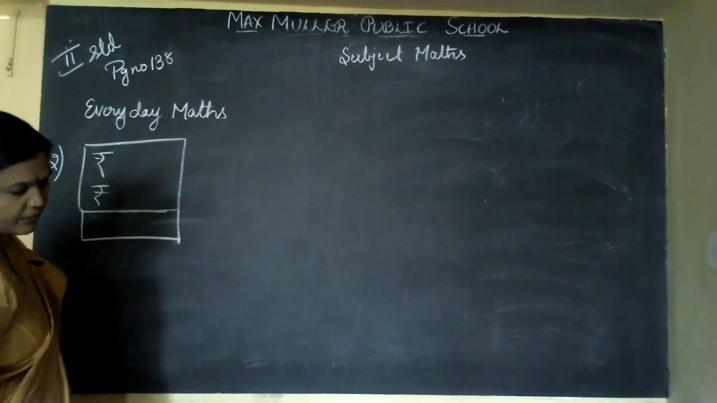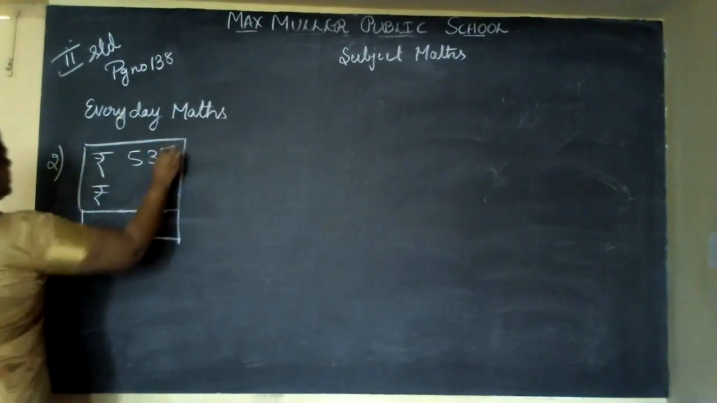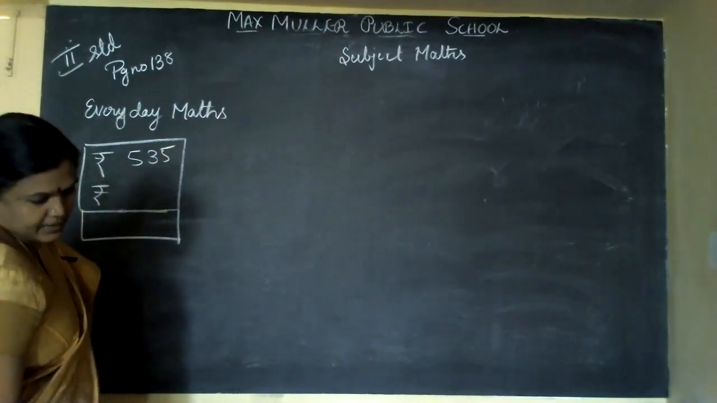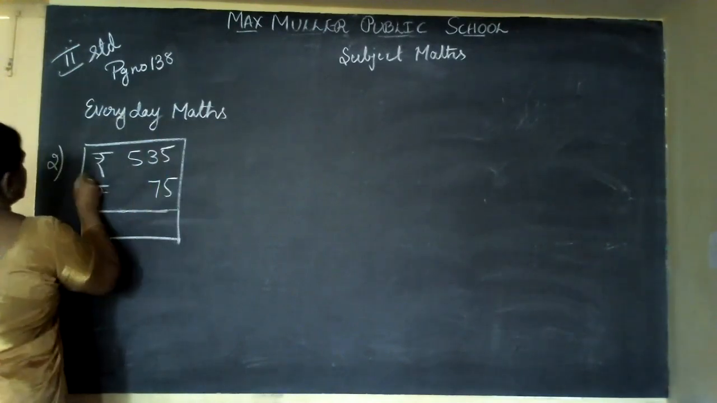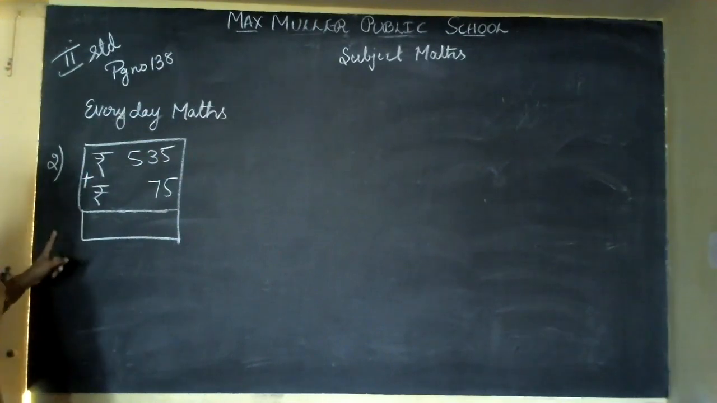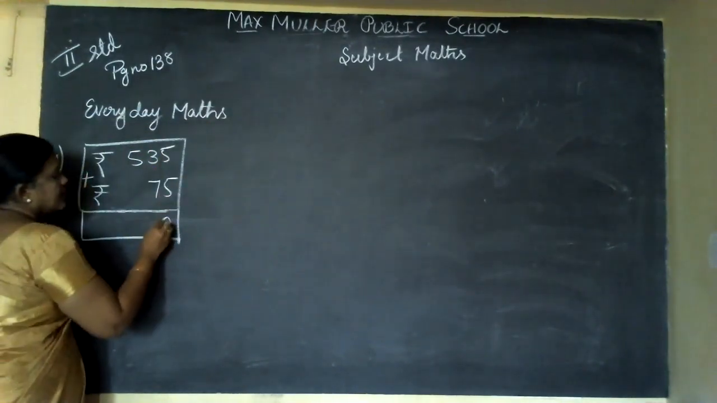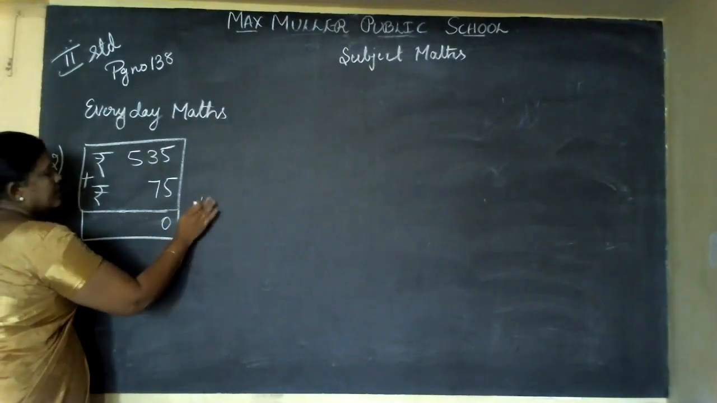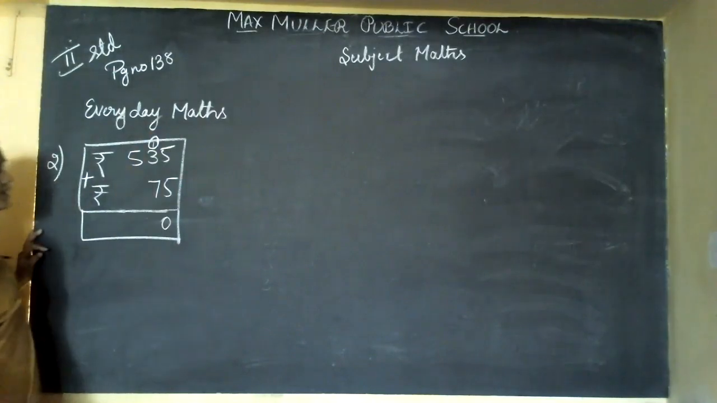Ashit bought a bag for 535 rupees, pencil box 75 rupees. Plus, you want to add. See the plus sign here. Plus sign means you want to add. 5 plus 5, 10. 10 is a two digit number, no? So 0 I will write, 1 I will carry to the tens place.